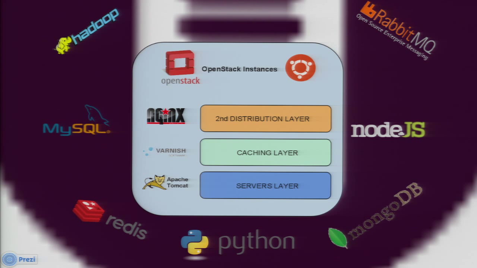What is running inside a VM on an OpenStack compute node? As I told you before, the whole MercadoLibre infrastructure runs on OpenStack. The second distribution layer that runs on Nginx is all virtualized, running on Ubuntu on top of OpenStack. All our load balancers that distribute all the traffic to the APIs are on top of OpenStack, and they handle a lot of traffic. The caching layer, we use Varnish for caching, and it's running on top of OpenStack too, on virtual machines.